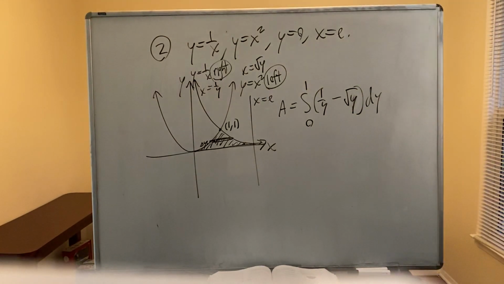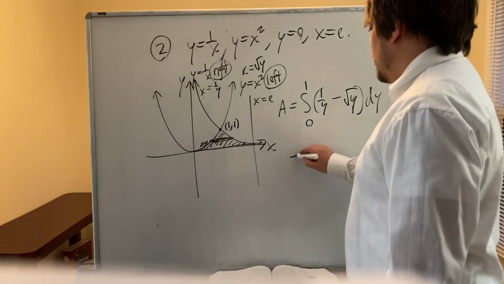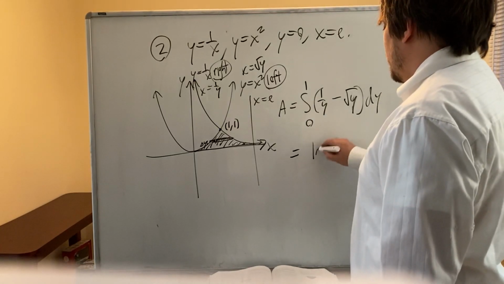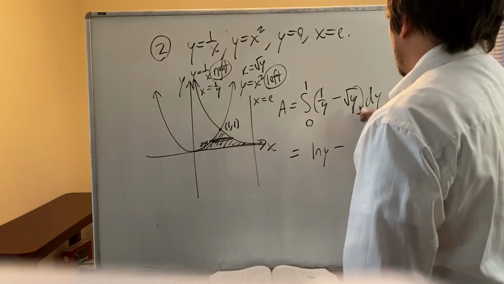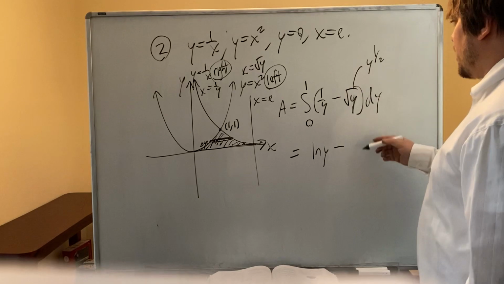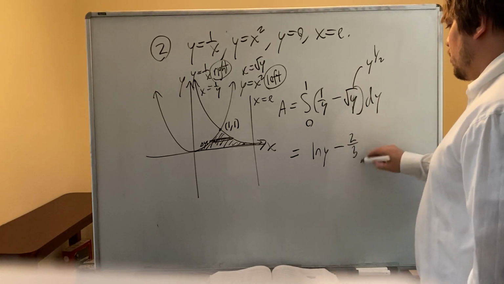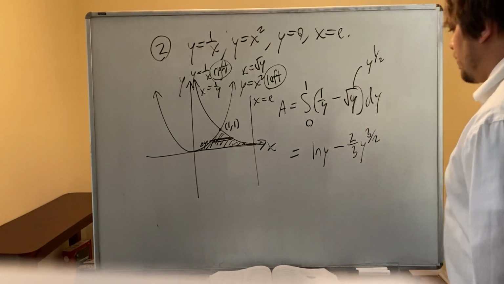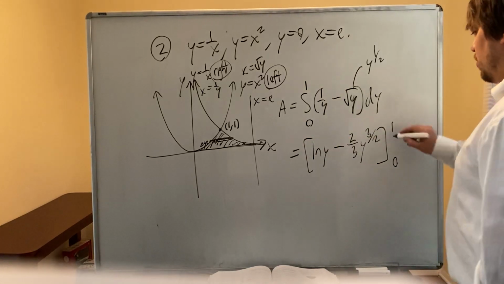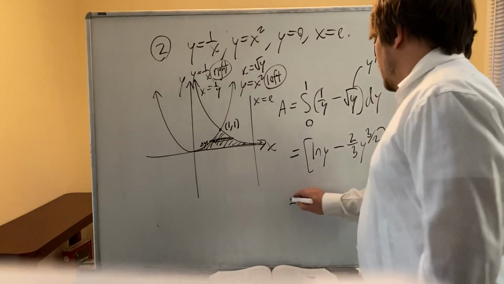Okay, so now we integrate this. So this is ln of y minus, this is the same as y to the 1/2, and so an antiderivative of that is 2/3 y to the 3/2. Okay, we take that and we evaluate it from 0 to 1.